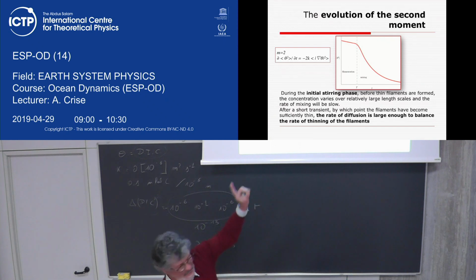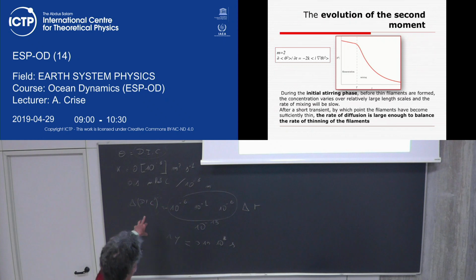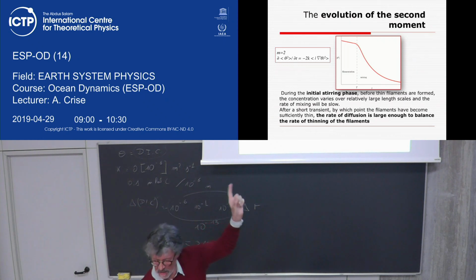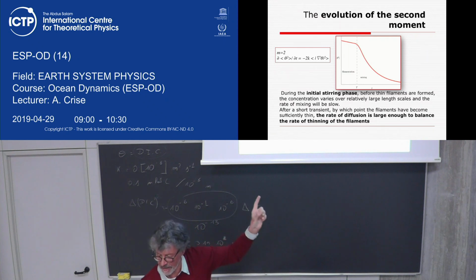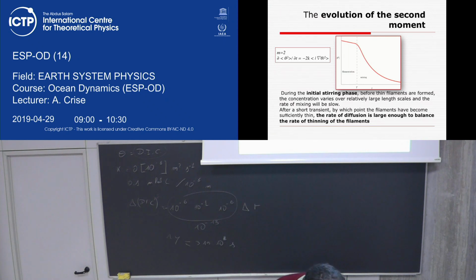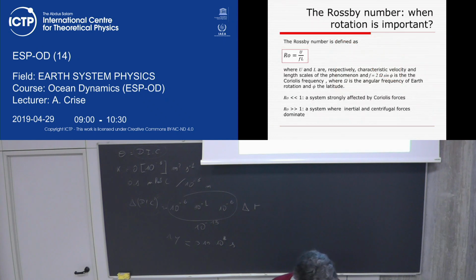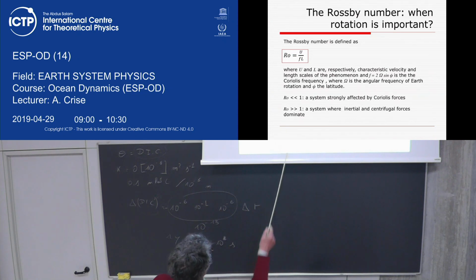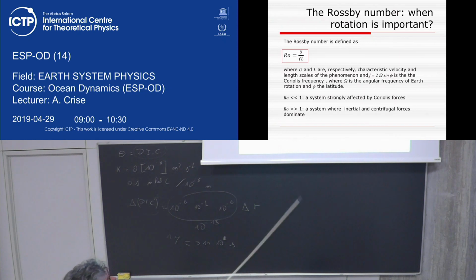At the moment, this statistic approach has nothing to do with rotation. And even if we made all the calculation, rotation is not present here, not directly. There is a common way, maybe you have already seen that, to assess the relevance of the rotation in the ocean or in a fluid. And this is called the Rossby number.